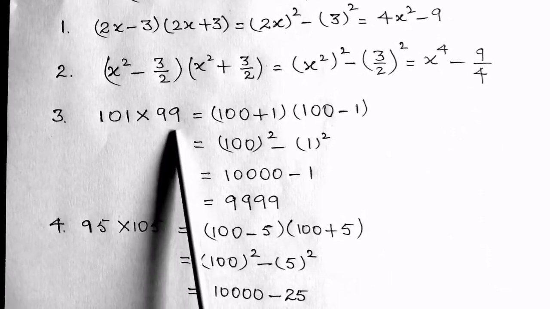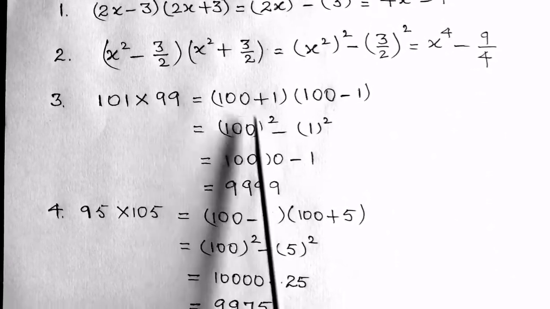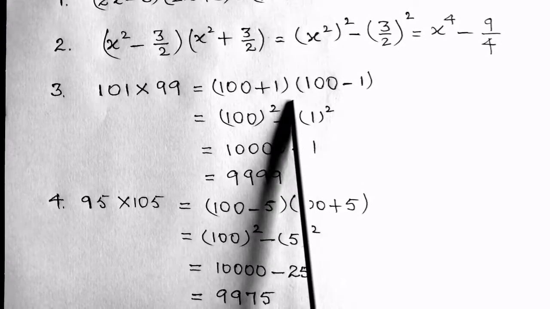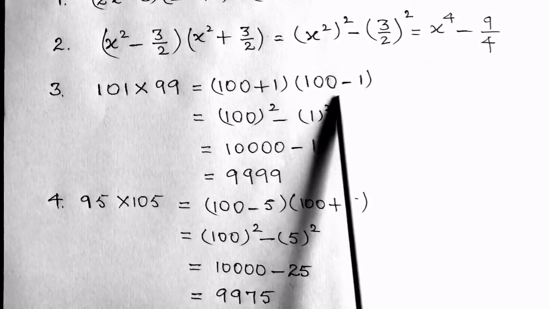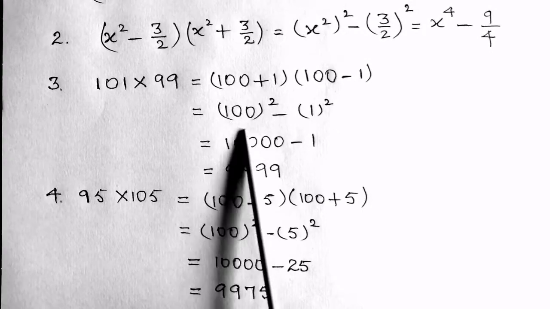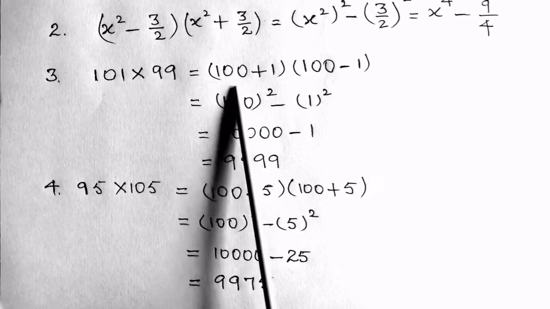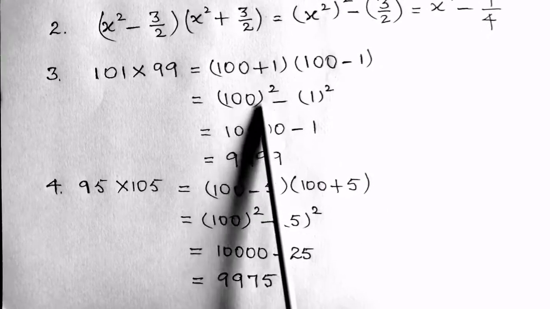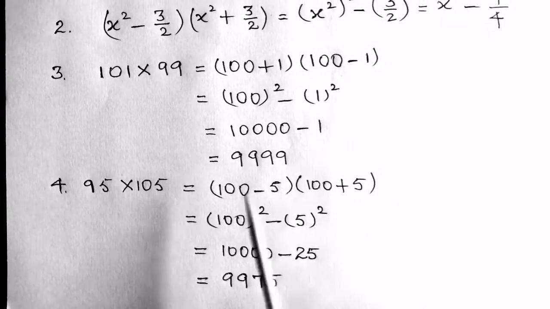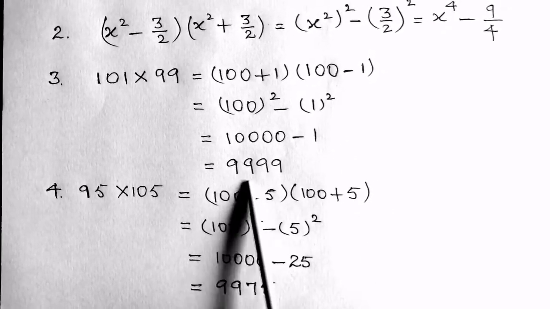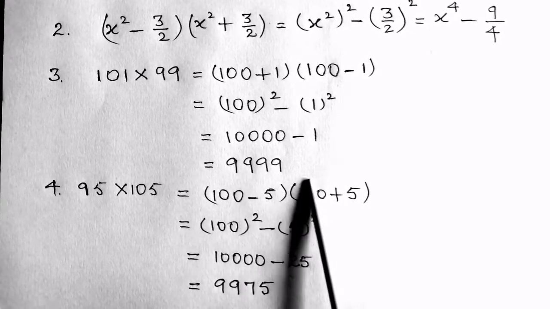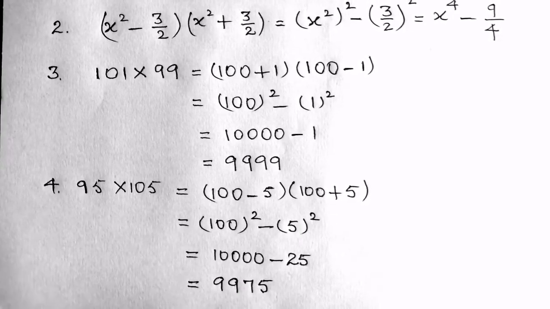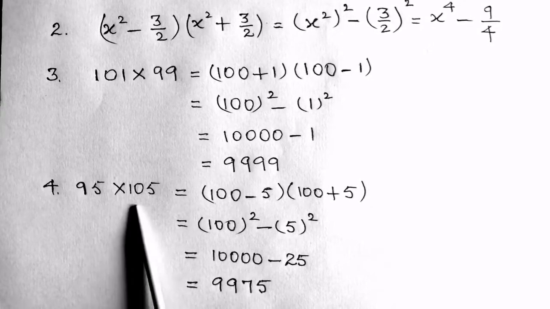Next is 101 into 99. 101 can be written as 100 + 1 and 99 as 100 − 1, right? So it is again of the form (a + b) into (a − b). So what is that? a square minus b square. Square of first minus square of second. So 10,000 minus 1 is 9,999.